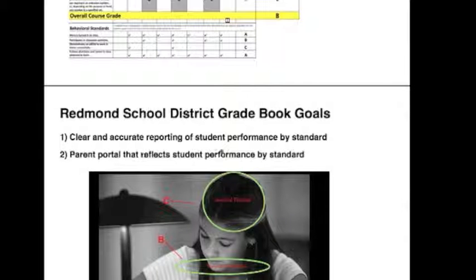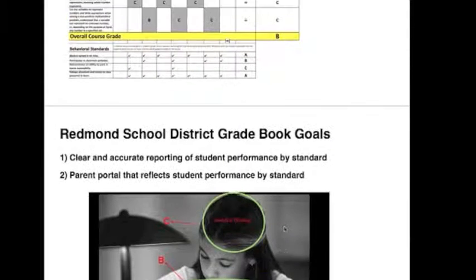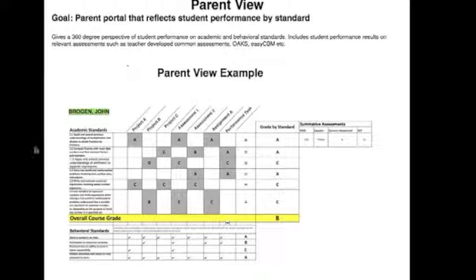And then the parent portal that reflects student performance by standard. Again, we know that Synergy has a robust reporting system, and there's a lot more to it, but at least a parent could say, here are the standards my kid's learning about in math, here are the projects and assignments, and here's an overall grade. So I can tell it's doing really well here, maybe struggling a little bit with this standard down here, which is why he has a B in the class.